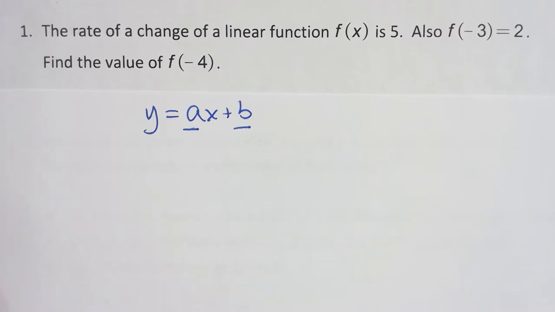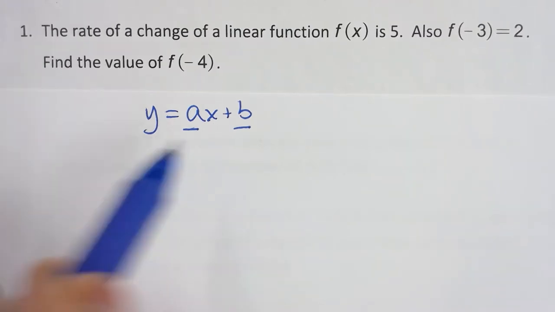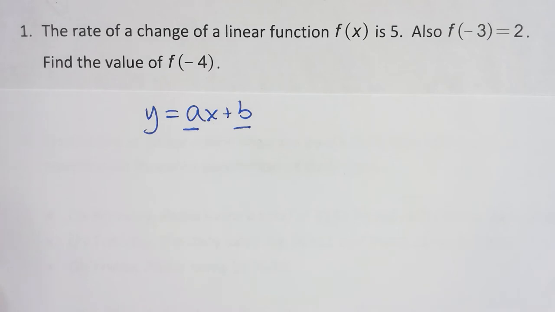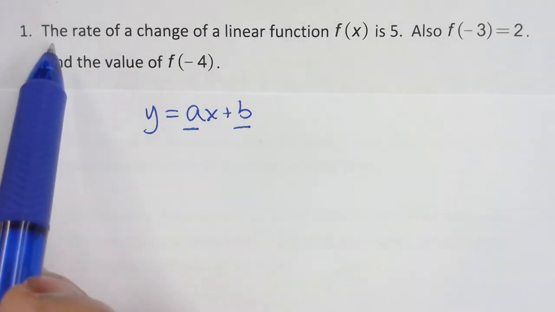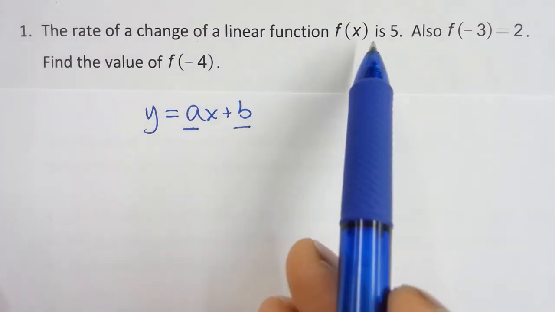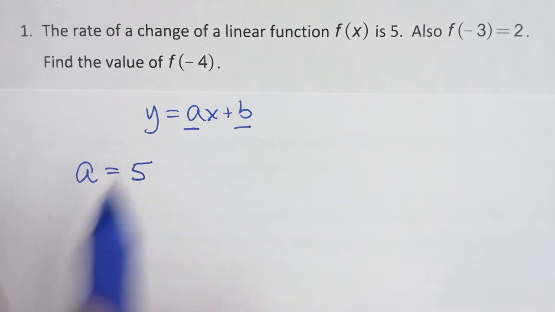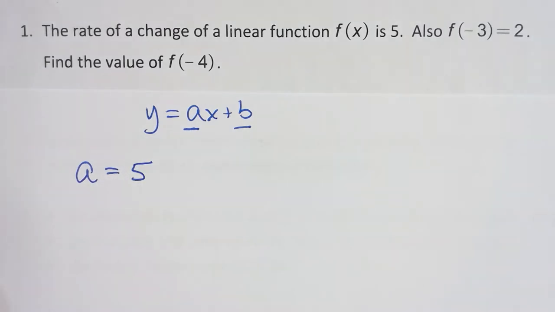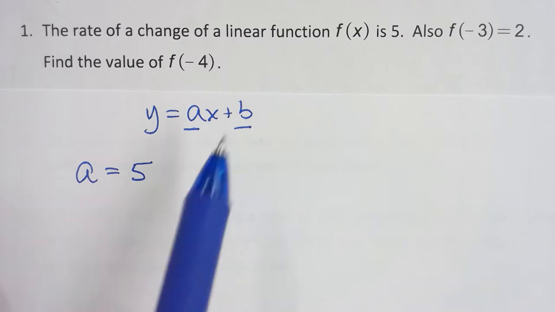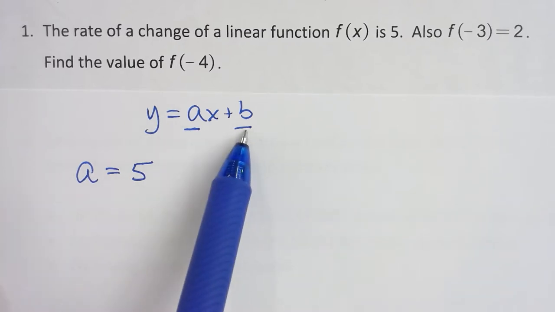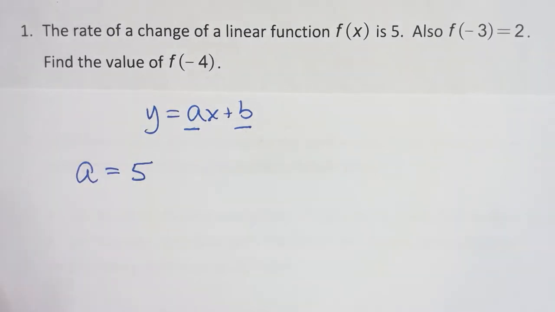So to find the a, normally we do a calculation. Here we don't have to because we're literally told what it is. The rate of change of this linear function is 5. Okay, a is 5. No calculation needed, it's given to us. Okay, the next part is b. Now b is not given to us, b we have to figure it out.